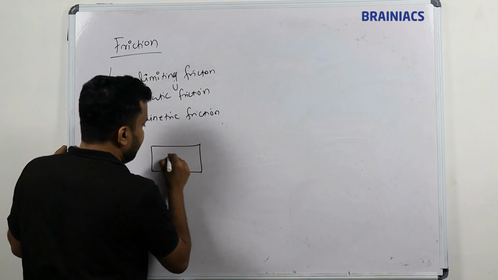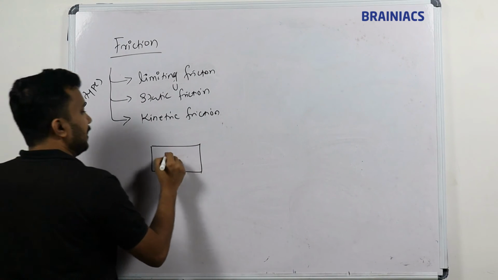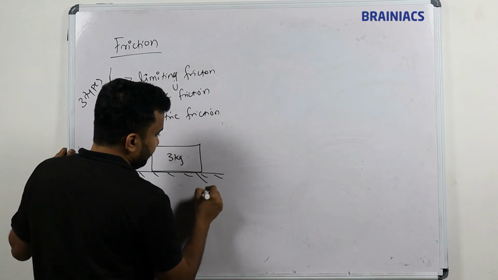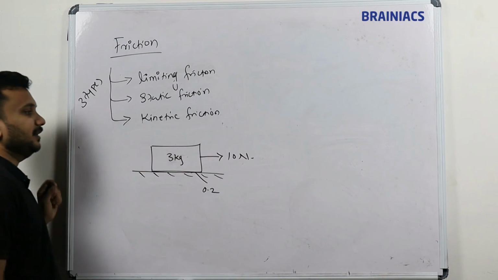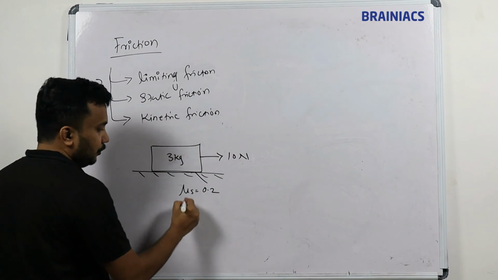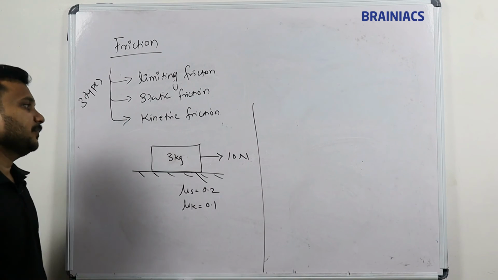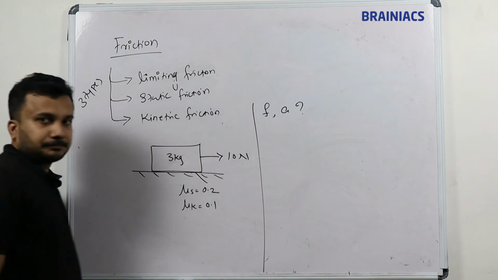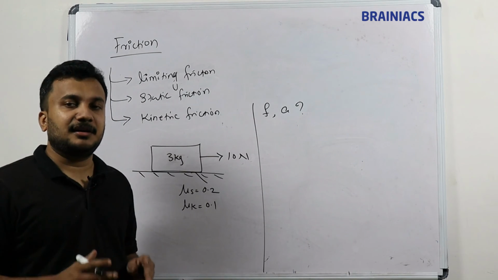Suppose I have a 4 kg mass, not 4 kg, let me take another one. I have a 3 kg mass. The coefficient of friction is 0.2, and I'm applying a force of 10 Newton. So I'm writing mu s equal to 0.2 and mu k equal to 0.1. Then the question is asking what is the value of the frictional force and what is the value of acceleration.